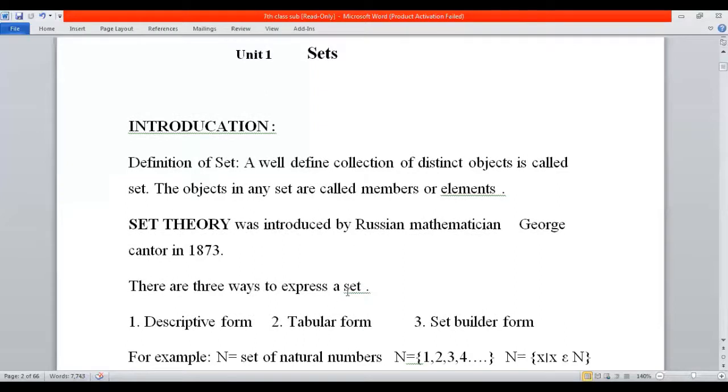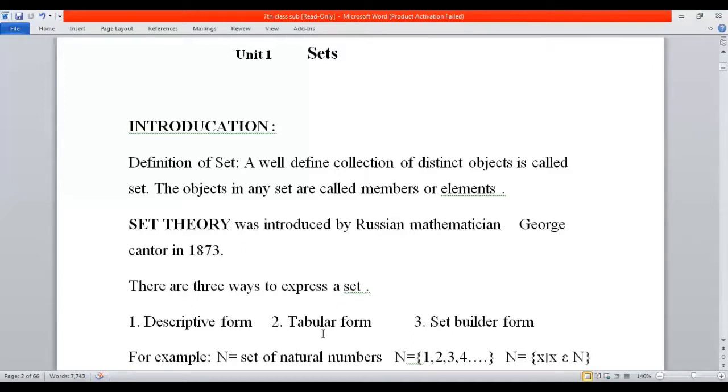So there are three ways to express a set. First is the descriptive form, and the second one is the tabular form, and the third one is the set builder form or set builder notation. These two ways you already studied in class 6. So the third way is new for class 7 students. So inshallah we will discuss these two ways, and also the third way, that how can we represent the set in the descriptive form and in tabular form or in set builder notation.